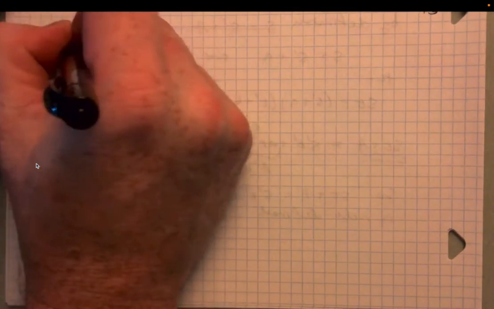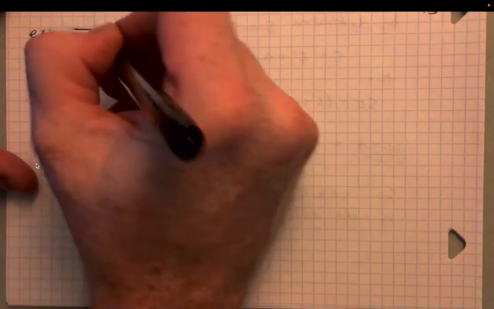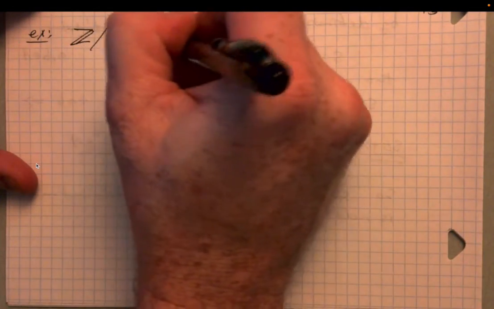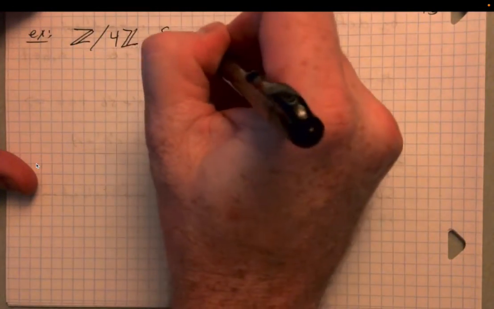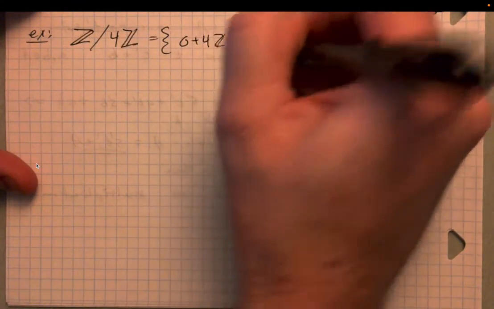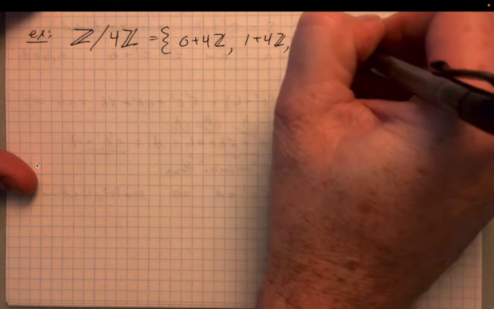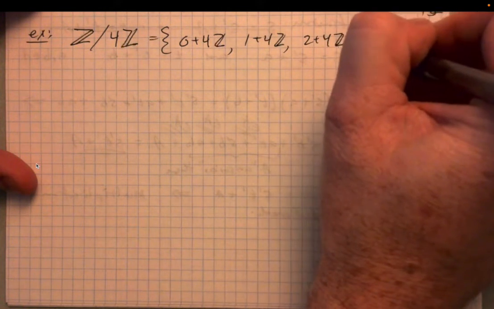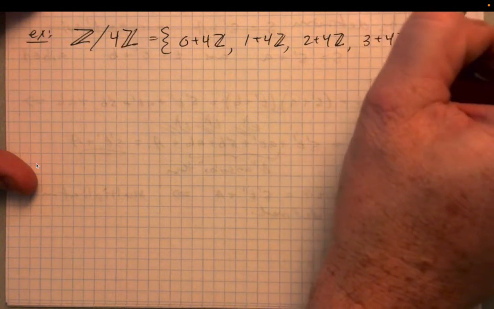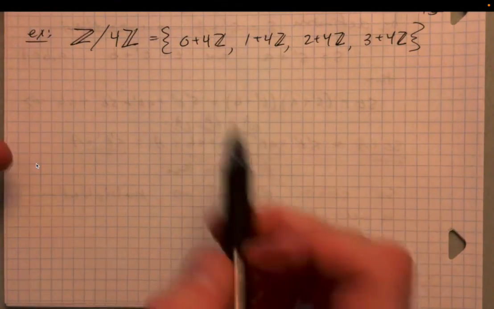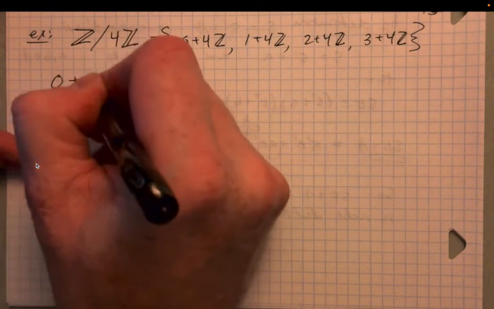So here's a good one, a nice intuitive one. If I take the integers mod 4Z, what is that? Well, it's going to be 0 plus 4Z, 1 plus 4Z, 2 plus 4Z, and 3 plus 4Z. Now, just to make sure that this is crystal clear, what are these cosets? 0 plus 4Z.